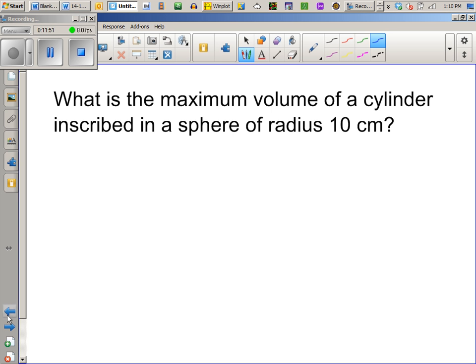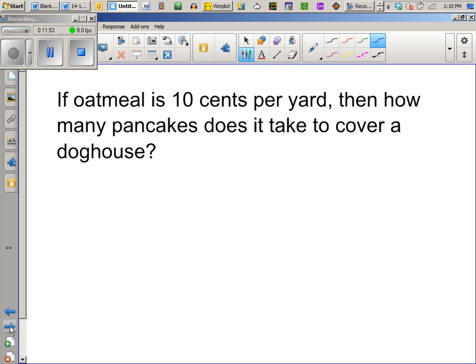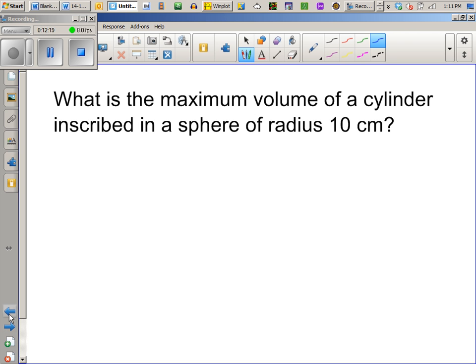Do you guys know the answer to that joke? Yes, he would. If oatmeal is 10 cents per yard, how many pancakes does it take to cover a doghouse? The limit does not exist. D&E? Actually, the answer is none, because ice creams have no bones. He's right. I should have no bones. It's like a true thing. It's an invalid argument.